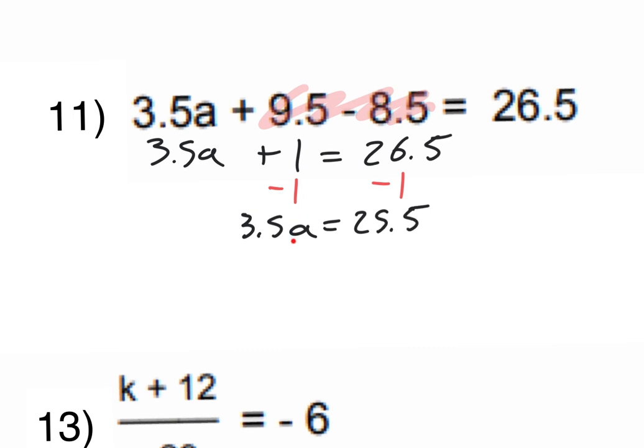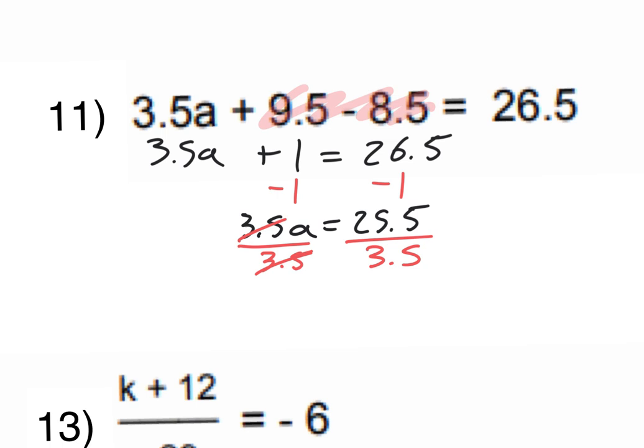What's happening to my variable? It's being multiplied. So I'm going to divide both sides by 3.5. Now, we get this weird thing. We don't usually want decimals inside of a fraction. It's weird. And if you were to actually divide this out, you're going to get a very random decimal. It's not going to be nice and pretty.